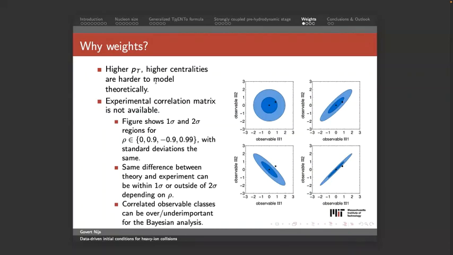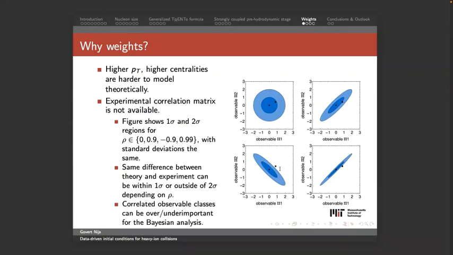And another related point why you might want to introduce weights is that we don't have the full experimental covariance matrix. Just to illustrate this, here I have 4 different plots, each with the same variance in X, same variance in Y, and the black dot is at the same location, but I'm varying the correlation. And you can see that it goes from being within 1 sigma to being well outside 2 sigma. But the experimental error bar is so small, you probably shouldn't care.